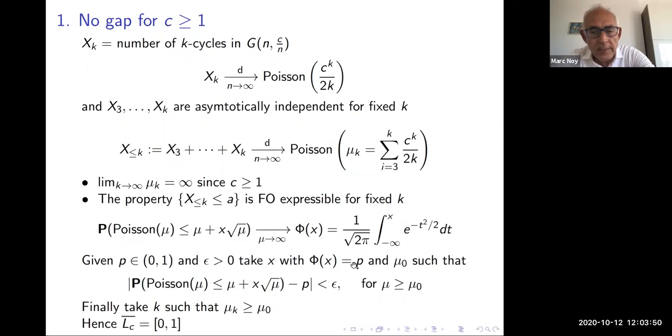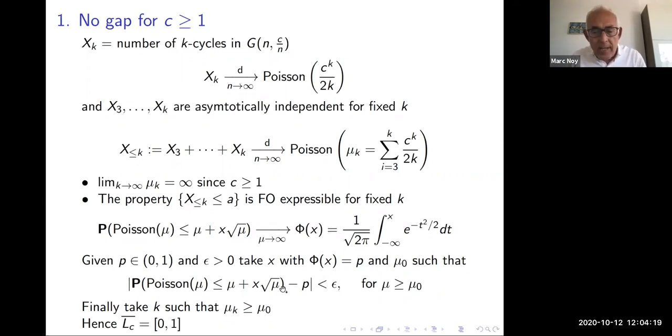Okay? And then, because of this convergence, we take mu zero such that this probability is closer to p than epsilon for mu greater than mu zero. This is what it means to be this limiting. And finally, we take a k such that mu k is above this mu zero. And this is guaranteed because the limit of the mu k is equal to infinity.